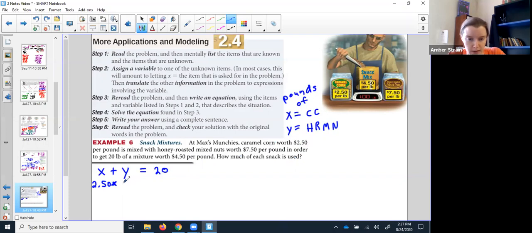The honey roasted mixed nuts were more pricey. They charged me $7.50 for each pound of honey roasted mixed nuts. Now be careful, there's a trick in this one. I'm not walking out of that store with a $4.50 bill. I wanted 20 pounds that averaged $4.50 per pound. So that means my total bill is going to be not $4.50, but 20 times $4.50. So that means my total bill is going to be $90.